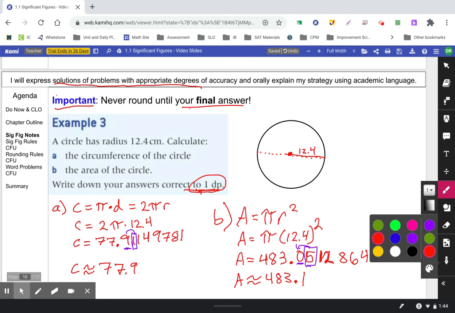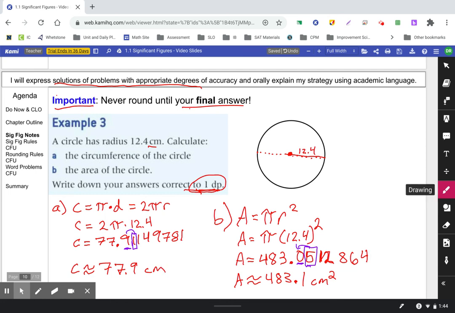And you know what? I forgot my units were in centimeters. So this area, remember, is centimeters squared, and circumference is just a length. So that is just centimeters. And that is how we would solve these problems and round to the appropriate degree of accuracy.